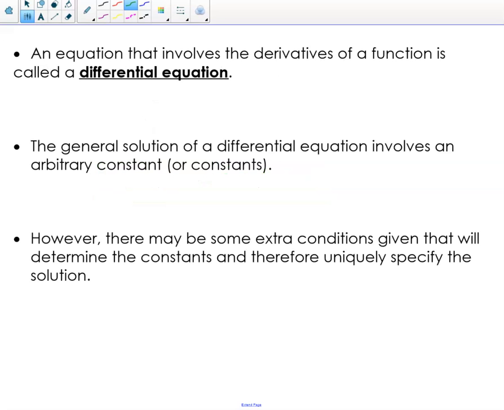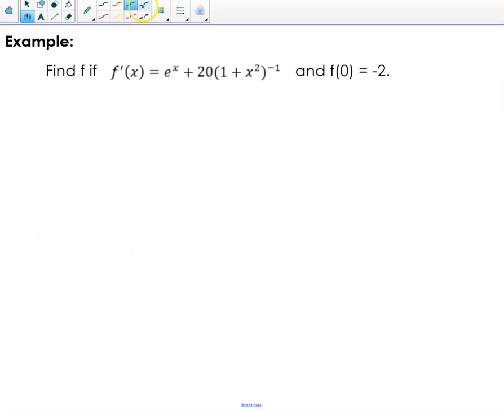So an equation that involves the derivatives of a function is called a differential equation, and we're going to talk more about these later on. The general solution of a differential equation involves an arbitrary constant or constants, and that's what we've been doing with the plus c. But sometimes we're given extra conditions that will help us determine the actual value of the constants so we can actually solve for a unique solution. So let's look at a couple of examples of that.